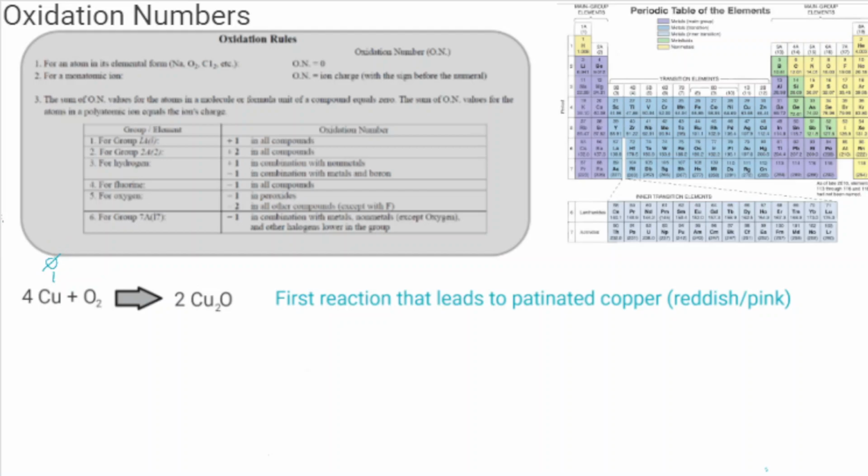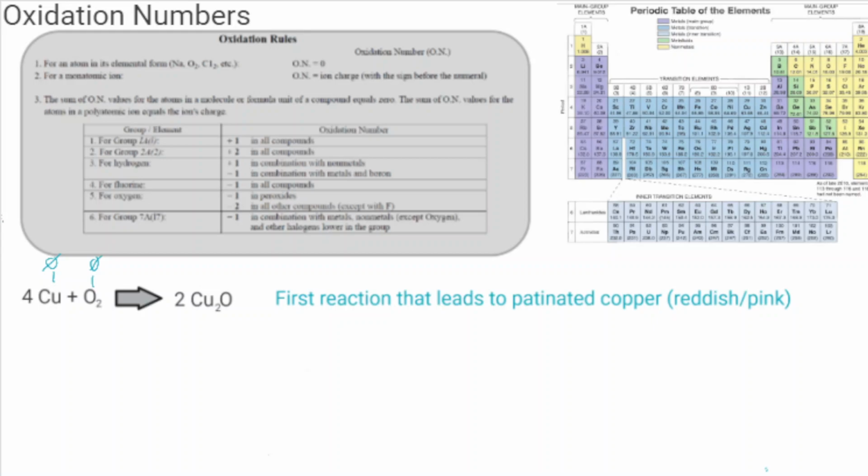Then we're going to look at O2. All right, oxygen. This is also in its elemental form, as denoted by rule 1. And so its oxidation number will be 0 as well. So we'll put 0 down for its oxidation number.